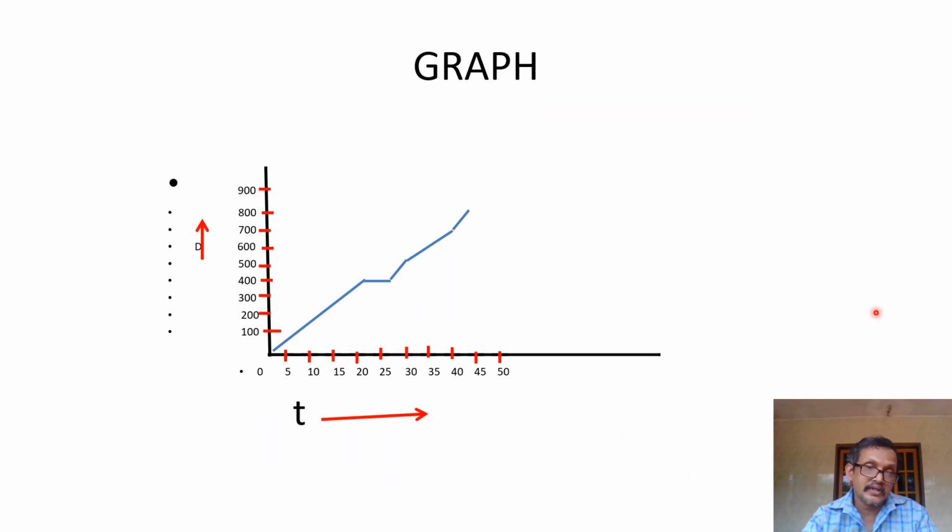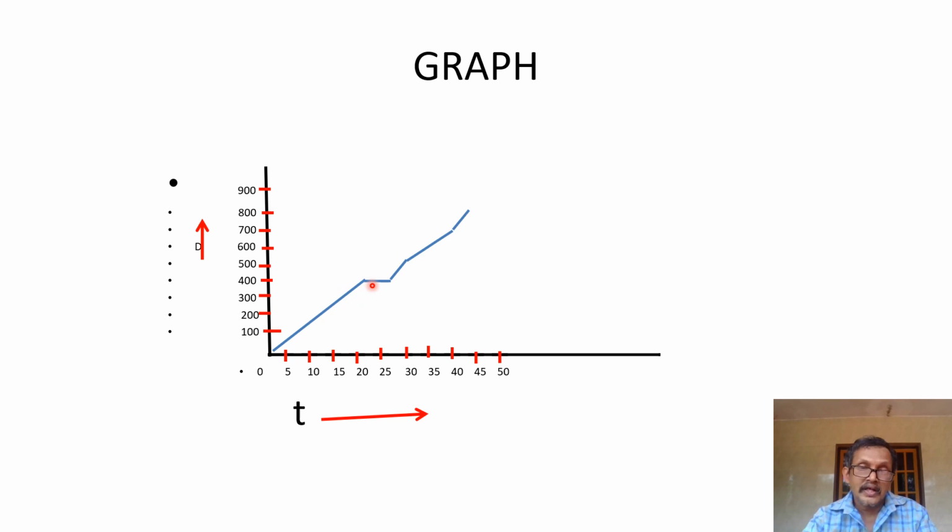So observe the graph here. Seconds are given: 0, 5, 10, 15, 20, 25, 30, 35, 40, 45, 50. Here the distance traveled is given. From this graph you can observe that when the object is in uniform motion, you will get a straight line graph like this. If it is a straight line, then the body is in uniform motion.